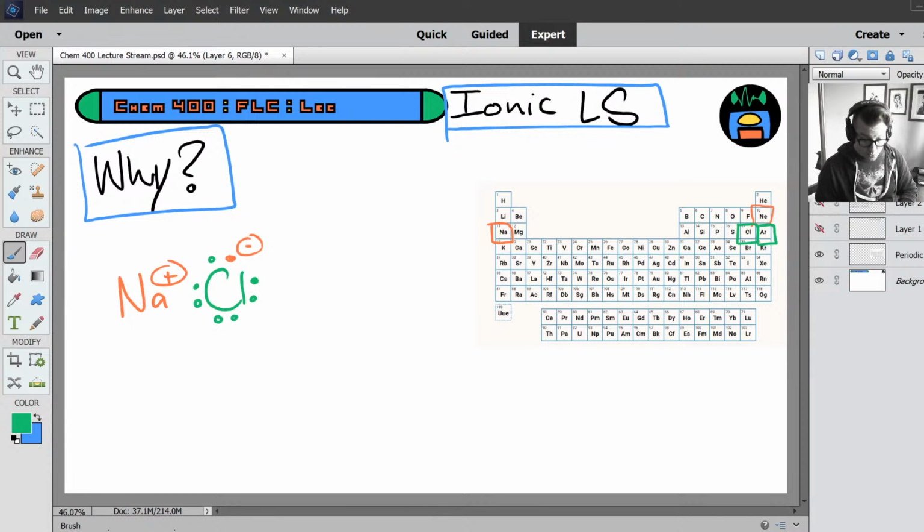They each want the stability of that noble gas configuration. And the valence electrons for the noble gases are the source of their stability. If you write out the electron configurations for all of them, you'll start to notice something interesting.